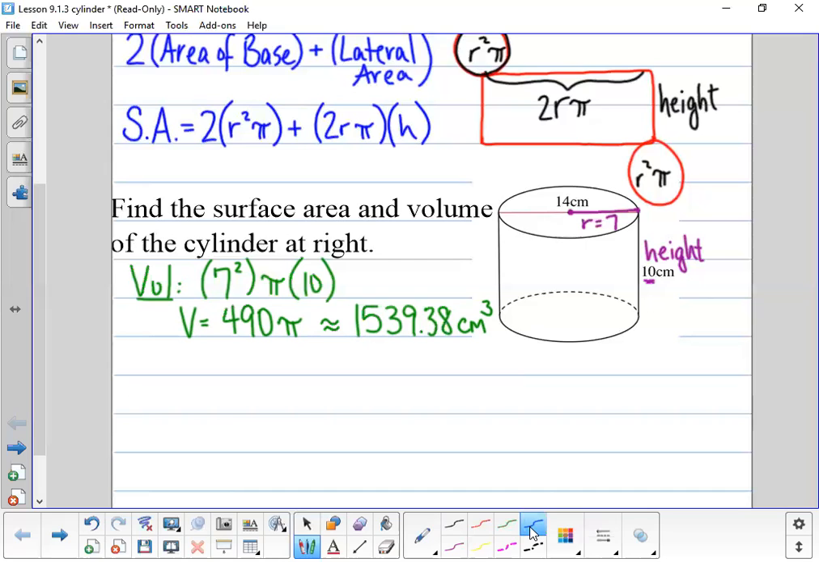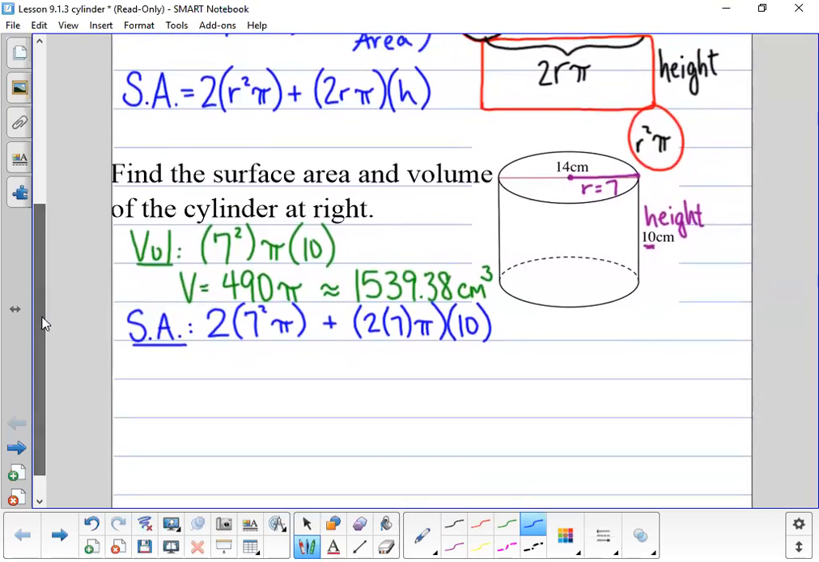Now let's talk about the surface area. So the surface area is a little bit more complicated, but it's really not too terrible. We're just plugging some stuff in. So I have 2 times the area of my base, so 2 times 7 squared times pi, plus the lateral surface area, which is that rectangle. And the rectangle has a dimension of the circumference, so 2 times 7 times pi times the height. That's the other dimension of that rectangle. All right, so now I just plugged everything into that generic formula for surface area. Now I'm going to multiply it out.